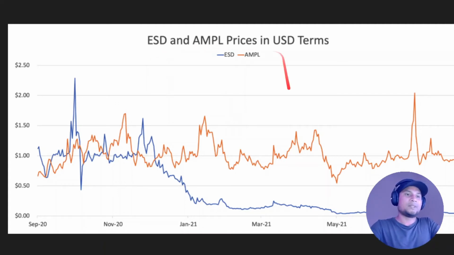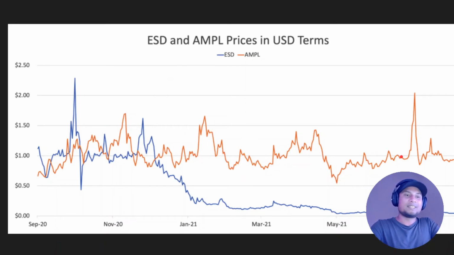All right, but let's take a look at the Empty Set Dollar example, the algo stablecoin, and Ampleforth. Okay, so as you can see over here in the chart, does it look stable to you? As you can see, the value always goes up, and now it's just gone flat, down. It's basically gone to zero, ESD. Okay, and as you can see, Ampleforth is volatile. It's not a stablecoin.